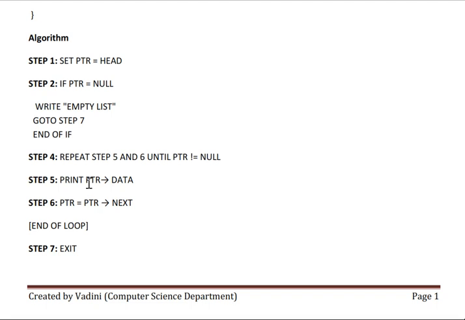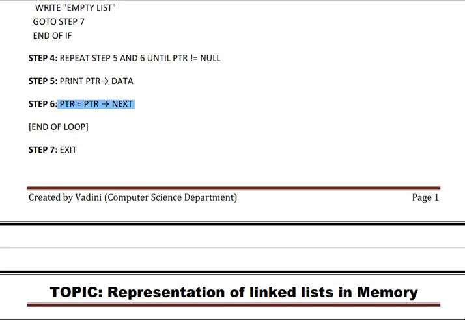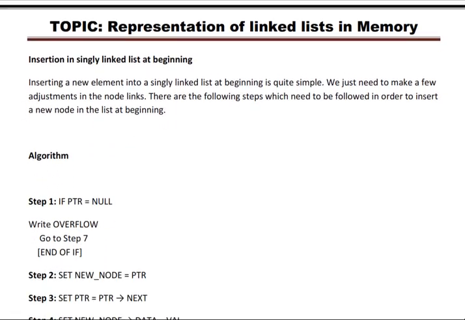node. So you need to print the pointer's data, and then we assign the next to the pointer. Here what we are doing is pointer equals pointer next. When it stops, it means there is no node available. Then we end the loop and exit.